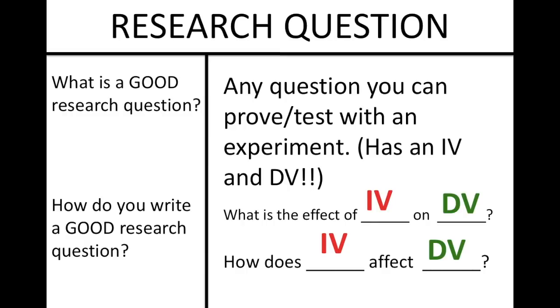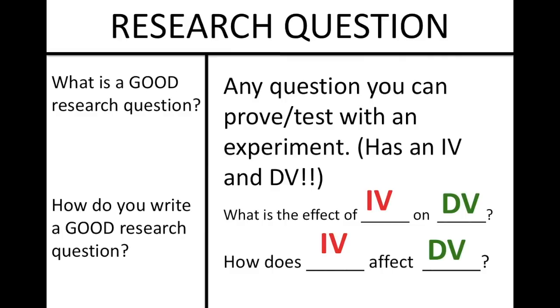So a research question, a good research question, is any question that you can prove, that you can test within an experiment. It has to have an IV and a DV. Now, how do you write a good research question? There are multiple ways to write a research question. However, what I would like for you to focus on is these two ways to write a question.